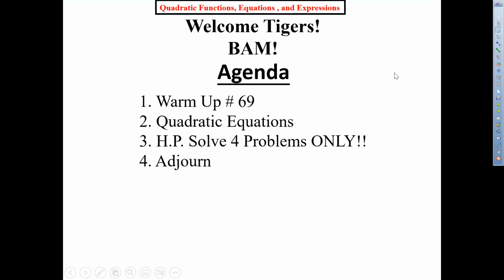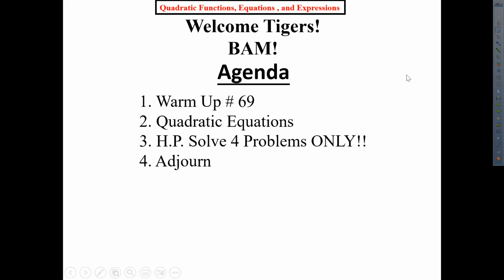Warm up number 69, quadratic equations. And your homework for tonight, only 4 itty bitty problem solving. Today we're moving on. Quadratic equations, we started with that in semester 1. We're going to finish with that this semester, and you're going to see how it just continues to build up from there. We good? Once again, warm up 69, quadratic equations, solve 4 problems only, adjourn.